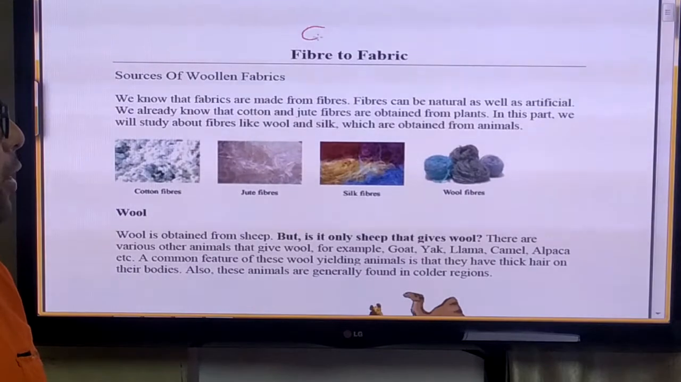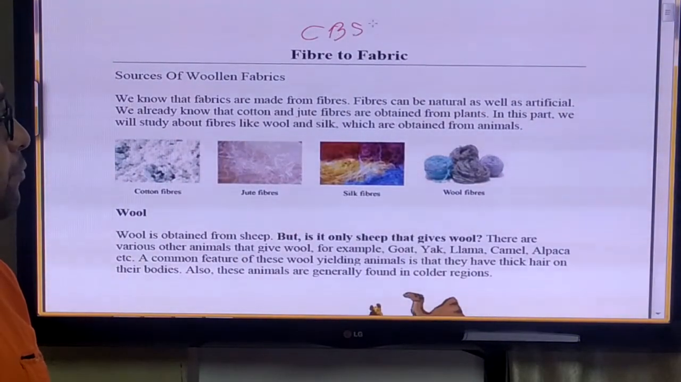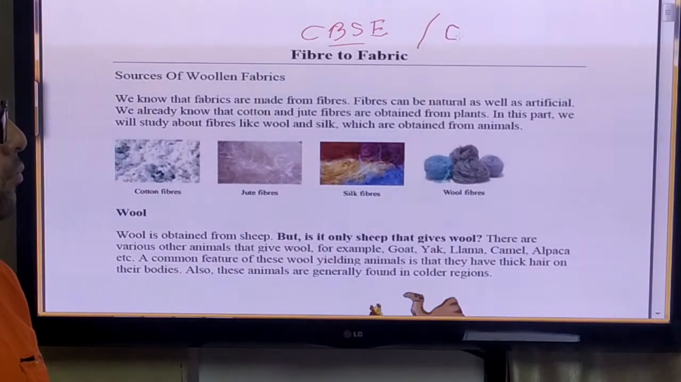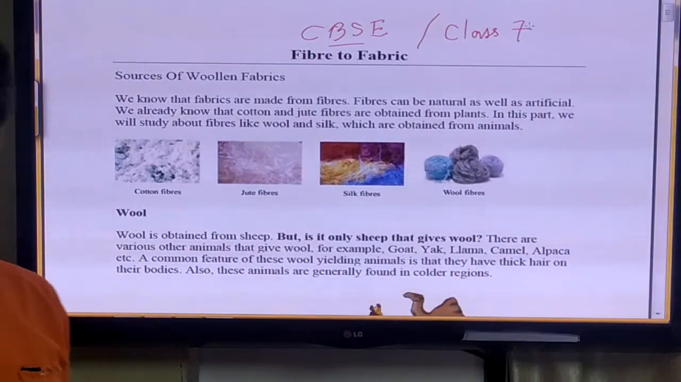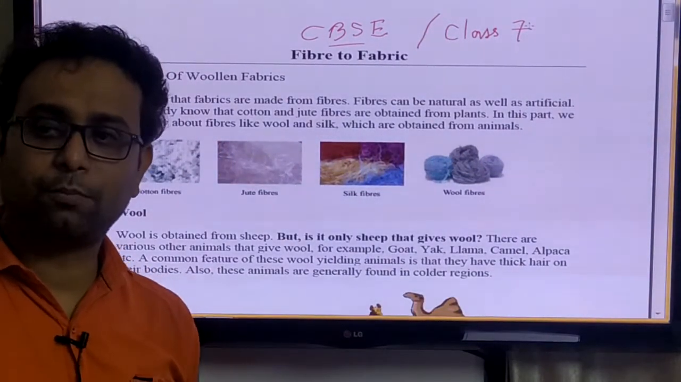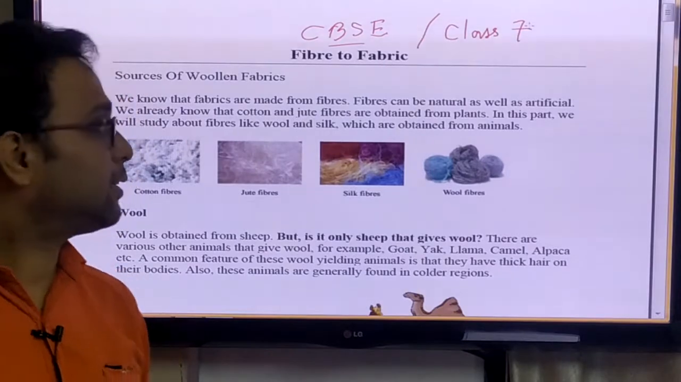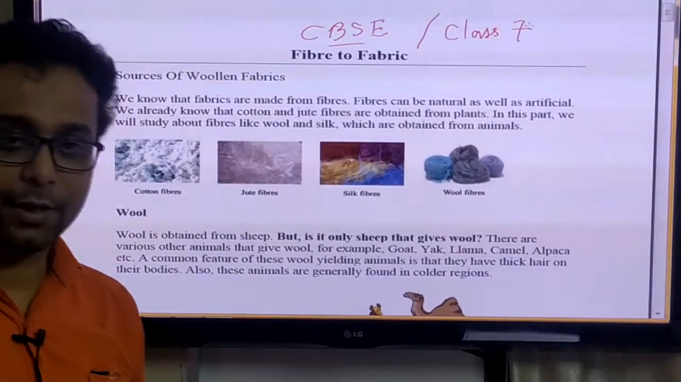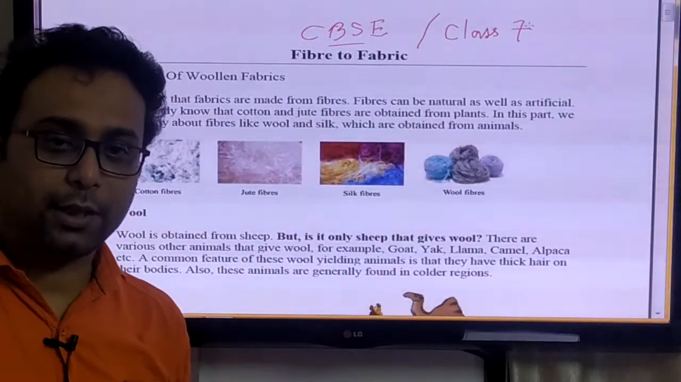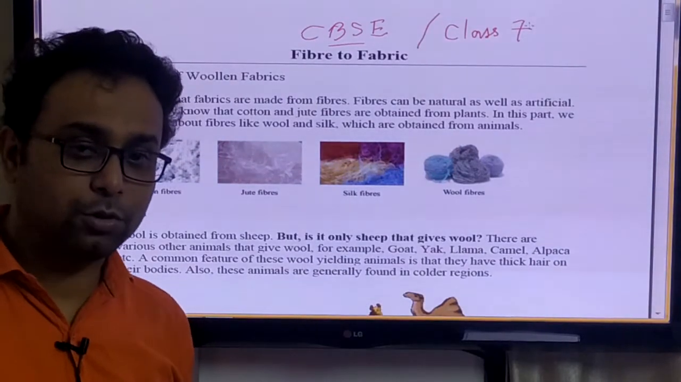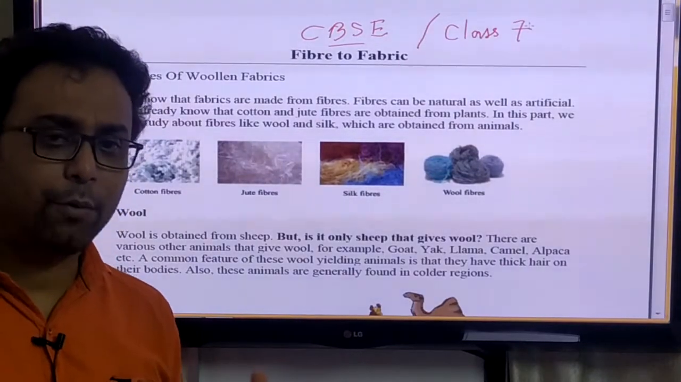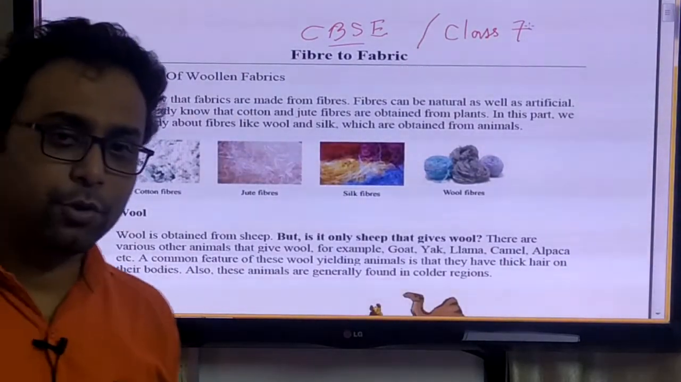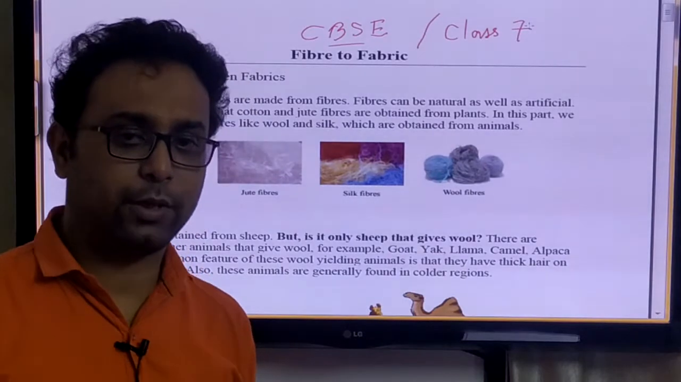Now this is a very important chapter for CBSE class 7. This chapter, Fibre and Fabric, is most important for your exam. It is also very important for your daily life, because we use different types of fibers every day, but how they come about and how they are produced, we discuss in today's class.